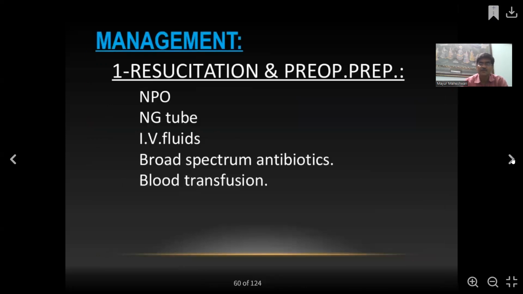Now the management. Initially you have to resuscitate the patient and stabilize the patient for surgery. You have to keep the child nil orally and pass a nasogastric tube. You start the baby on IV fluids and broad spectrum antibiotics, and if there is heavy blood loss, then you have to transfuse the patient.